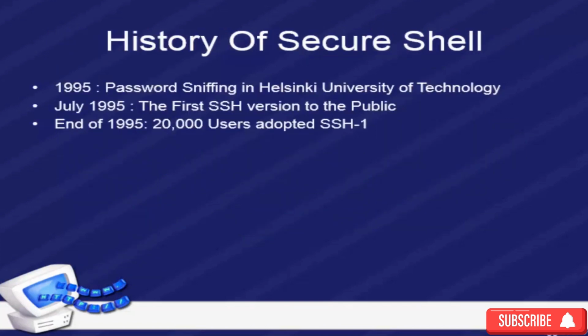The history of Secure Shell starts in 1995, when the Helsinki University of Technology, which is located in Finland, was a victim of password sniffing. At this time, a young researcher started developing the SSH version 1 protocol, and he started using it for himself. After a while, he realized that his product was getting attention, so he released SSH1 to the public as free software with the source code in July 1995.